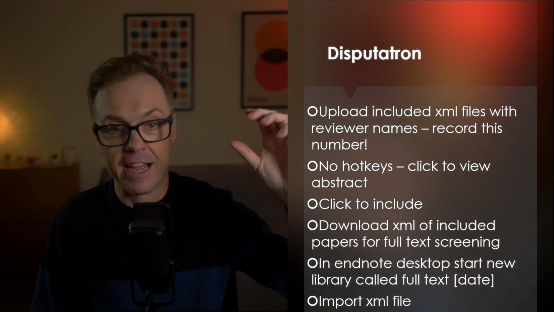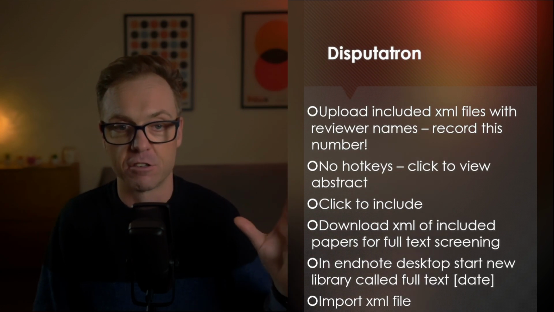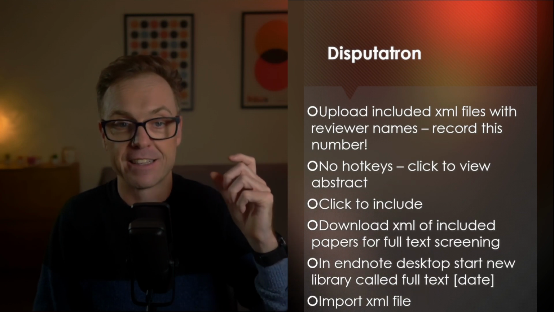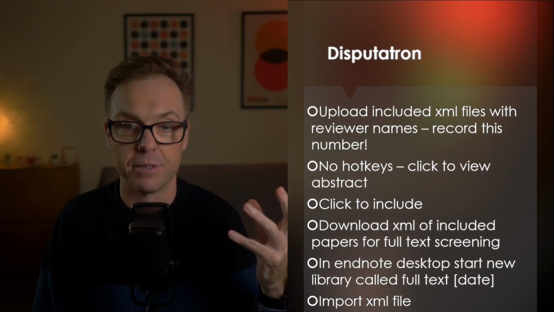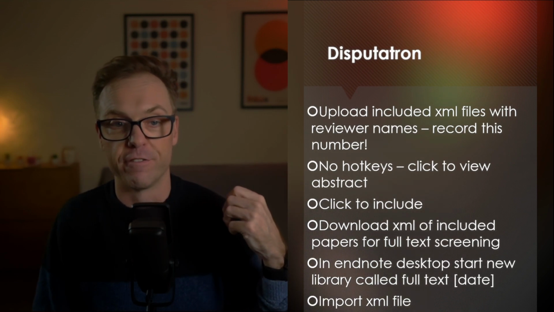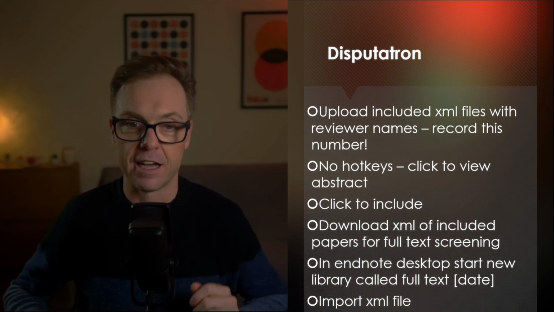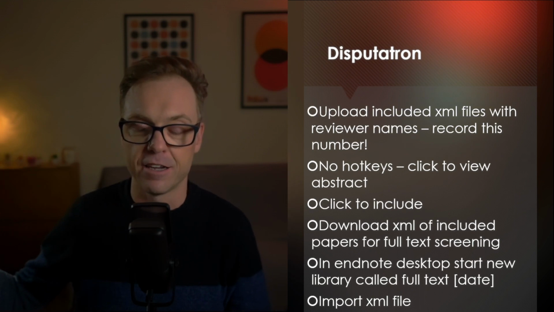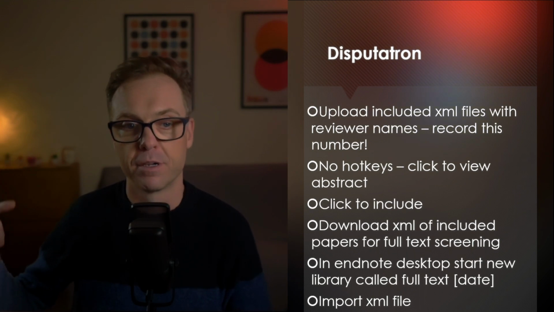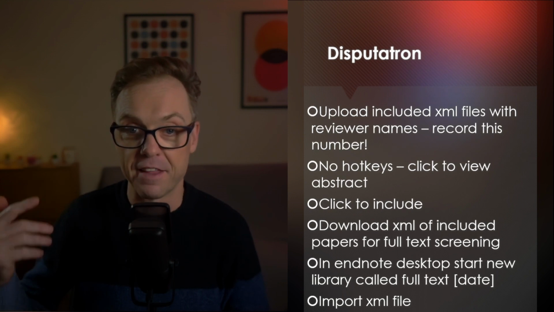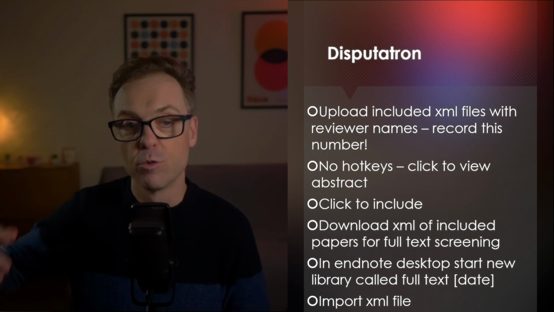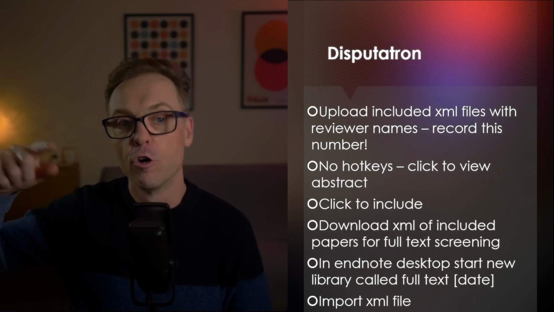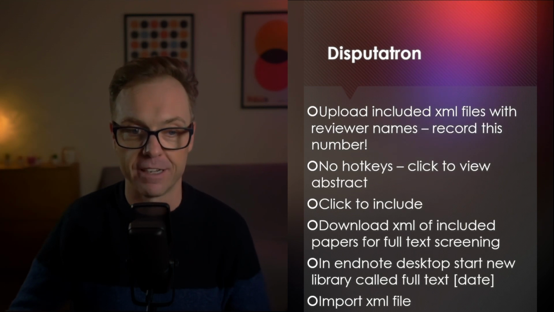Once you've done that and you've cleared up all your disagreements, then you can click download to include all the XML files of the included papers that you're going to later use for full text screening. So download that and put it back into EndNote Desktop in a new group, just like we've done before. And that's all the title and abstract screening done for that pair. And when all the pairs have done it, you've then got all the files you need for full text screening.